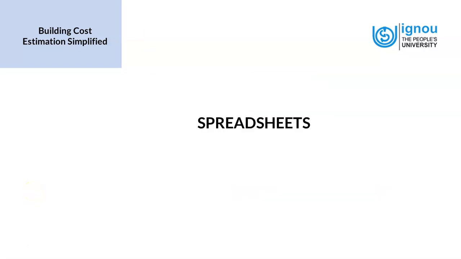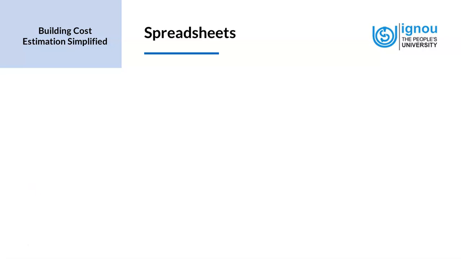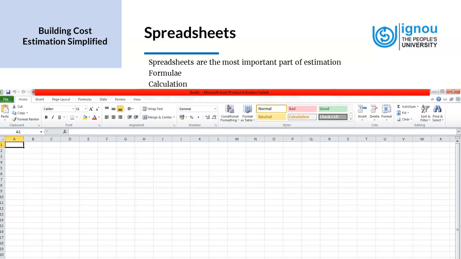We move on to the next section. It's about the spreadsheets. Spreadsheets are the most important part of estimation. They help in storing formulae and also enable calculation. The provision in a spreadsheet to help copy-paste formula is particularly useful. Knowledge of spreadsheet is an important skill for estimator.